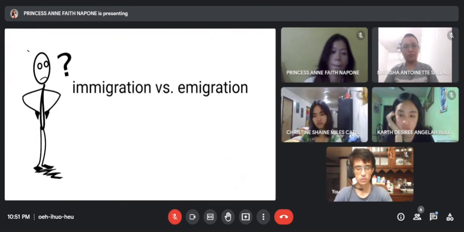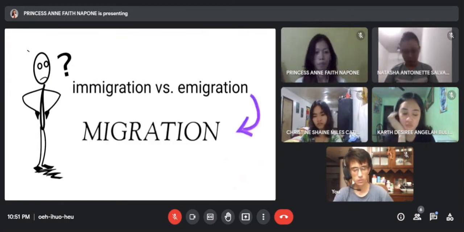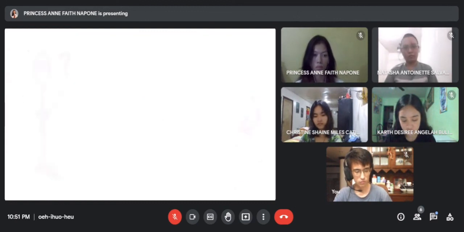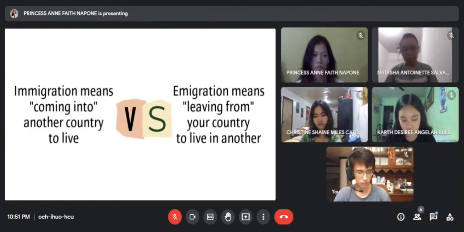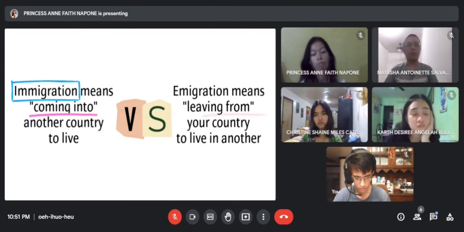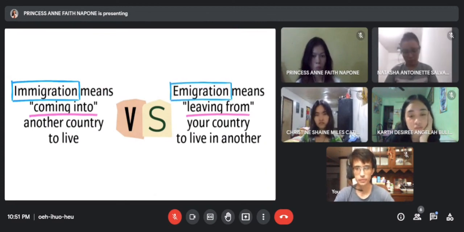Well, immigration and emigration are both called migration. However, the two are somehow different from one another. If you are referring to coming into another country to live there, you will use the term immigration. But if you are to leave your own country to live in another, you will use the term emigration.